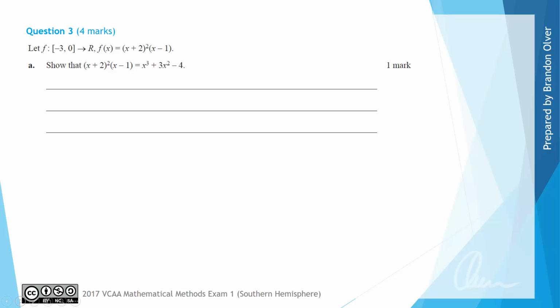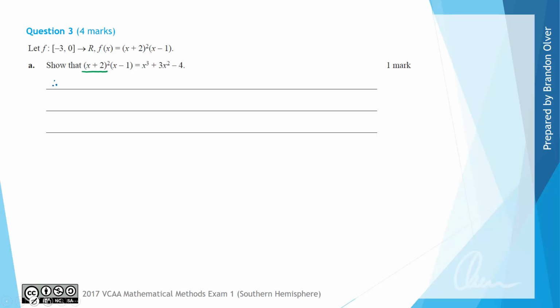So for question 3 we have f with a domain of -3 to 0, with the rule f(x) = (x + 2)^2 (x - 1), and we want to show that (x + 2)^2 times (x - 1) expands to give x^3 + 3x^2 - 4. So to start with, we're going to expand (x + 2)^2.